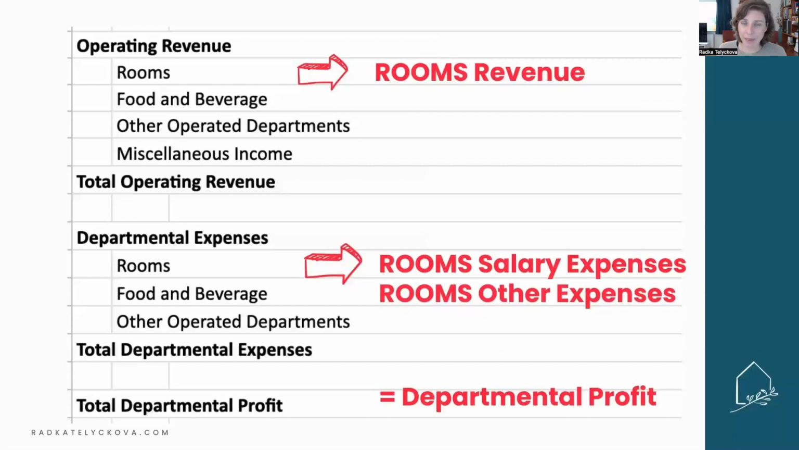So it means in USALI format, we take the room revenue. We are in the rooms division, room revenue. We take rooms salary expenses and rooms other expenses. So it means guest supplies, cleaning supplies, laundry, commission and stuff like that. We do revenue minus expenses, and we come to the departmental profit. So it means rooms division departmental profit. Clear.